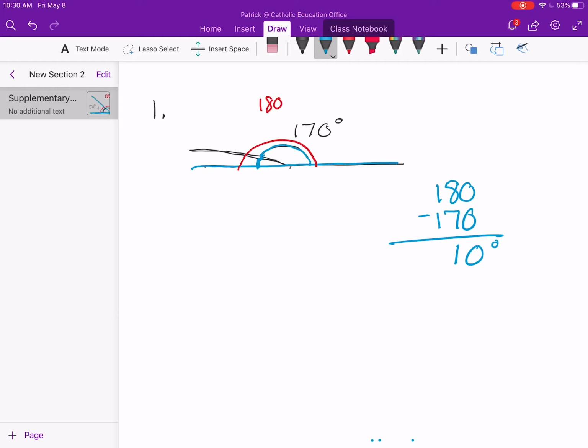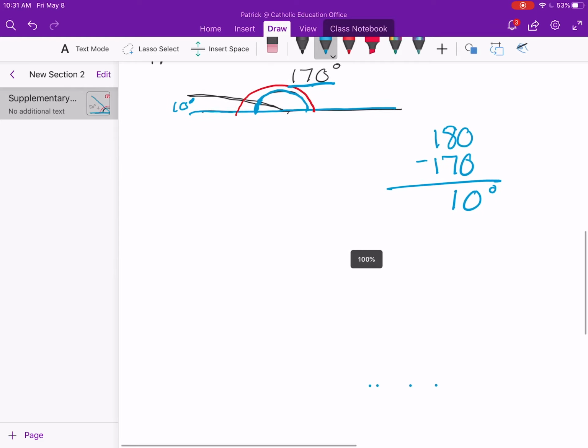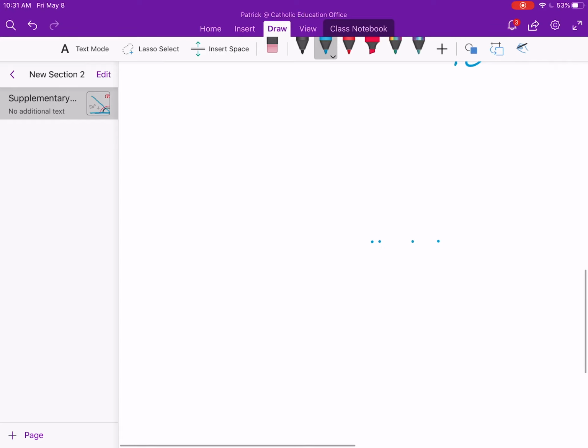This one you might not even have to subtract. You could have probably said, well, I'm at 170 when I go all the way to here. I have to get to 180, so if I'm at 170, I only need 10 more to get to 180, so that'd be 10 degrees. So if you got that, hopefully you got 10 degrees. And if not, let's see if you can do better on this next one.